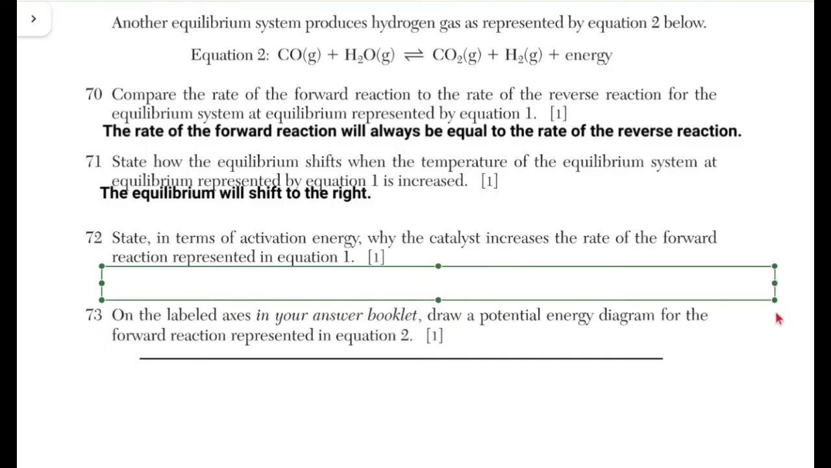State, in terms of activation energy, why the catalyst increases the rate of the forward reaction represented by equation 1. The catalyst will lower the activation energy because the catalyst will make more collisions more likely to occur.